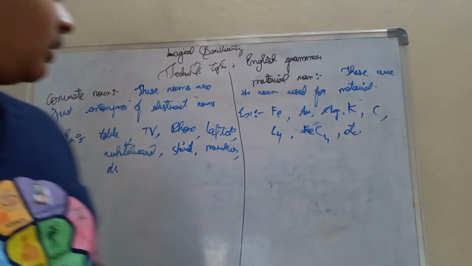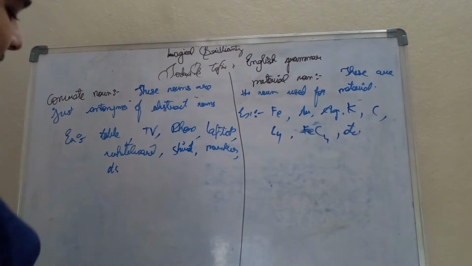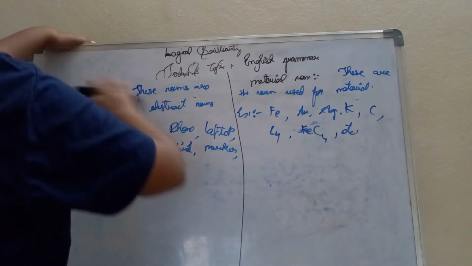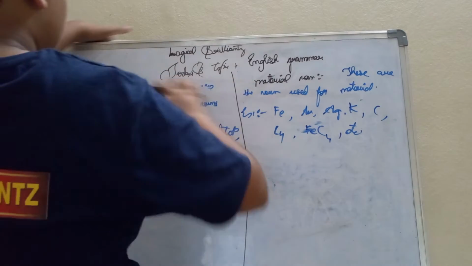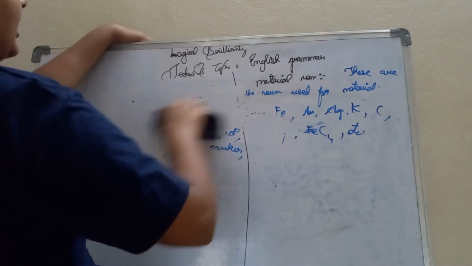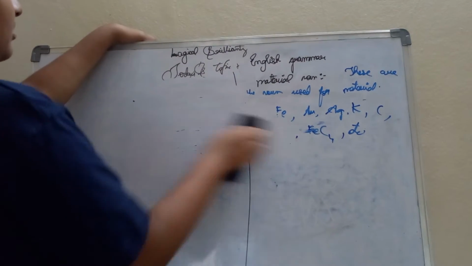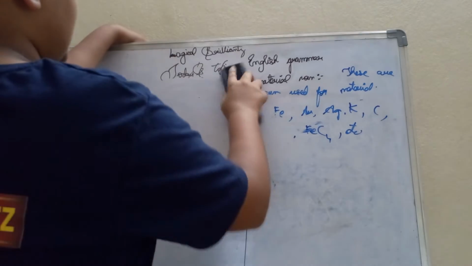Okay, so I think you're clear about concrete nouns and material nouns. And next, these nouns are very simple to understand: countable nouns and uncountable nouns. In the name itself, we can understand the definition. Countable nouns are the nouns which can be counted, and uncountable nouns are nouns which can't be counted. I'll explain in a detailed way.